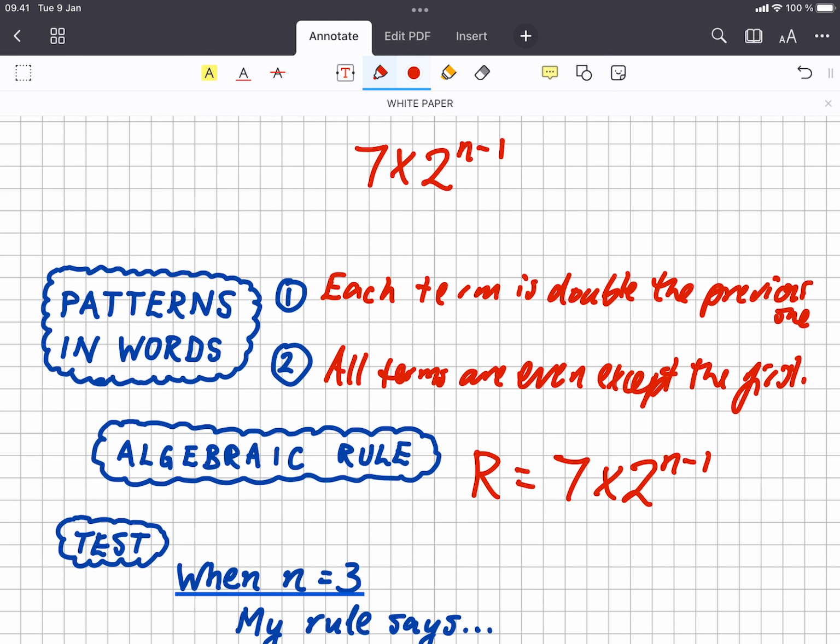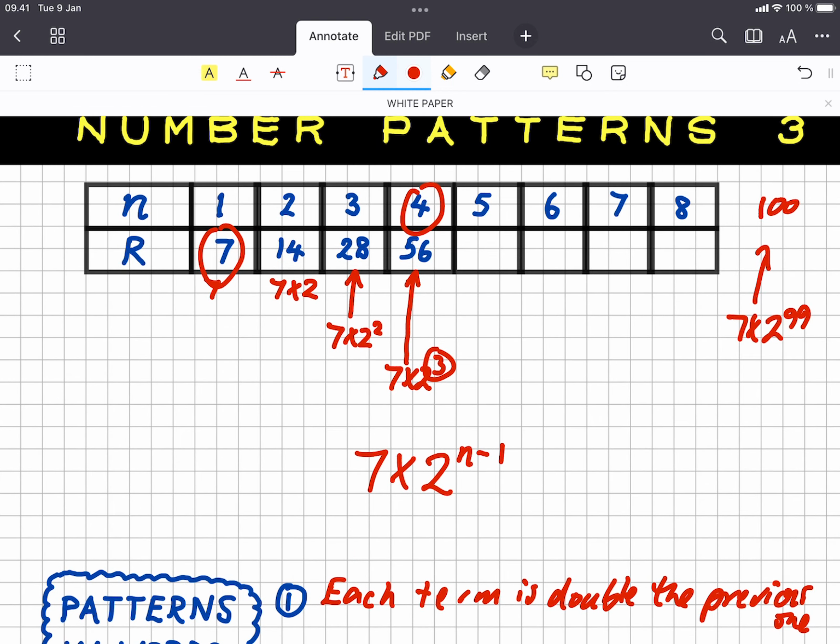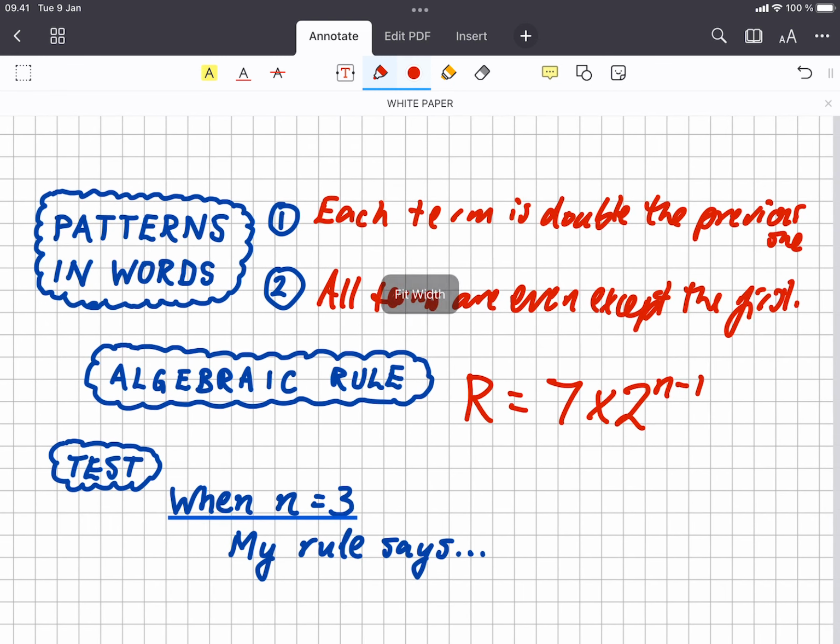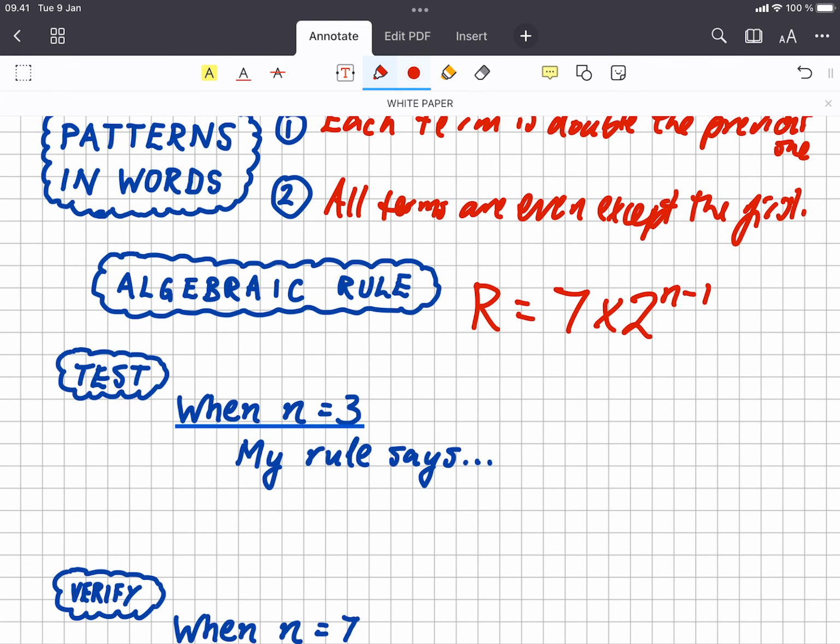Okay, so now, let's first of all just complete the table. So if we're doubling every time, we're expecting this to go 112, 224, 448, 896. And we're going to test and verify the rule.